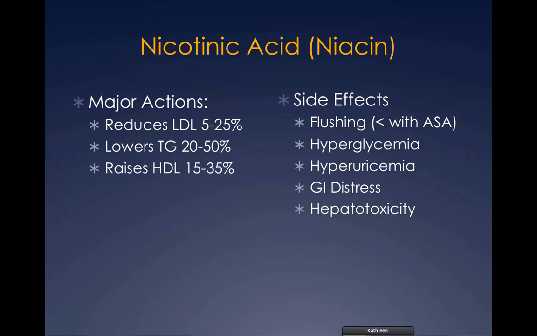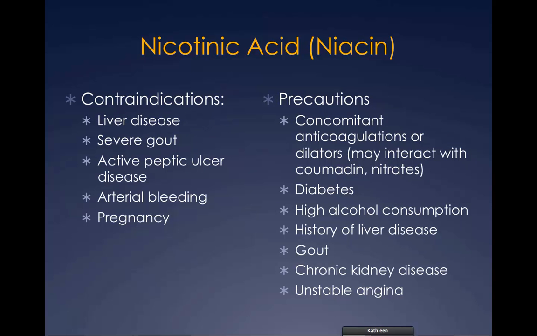So the side effects are flushing, high blood sugar, high uric acid, GI distress, and watch for liver toxicity. It can reduce LDL between 5 and 25%, lower triglycerides from 20 to 50%, and raise HDL 15 to 35%. Contraindications are liver disease, severe gout, active peptic ulcer disease, arterial bleeding, and pregnancy. Precautions are concomitant anticoagulants or vasodilators, which may interact with Coumadin and nitrates.